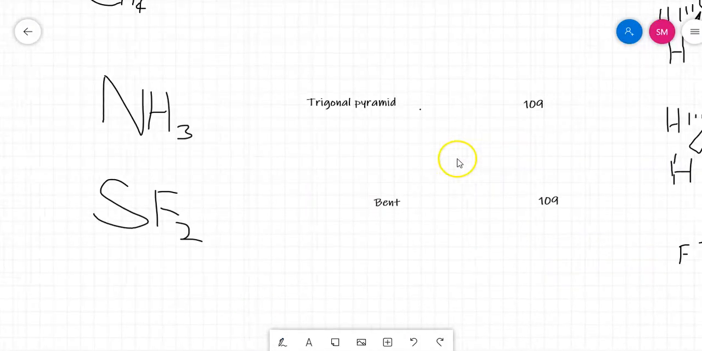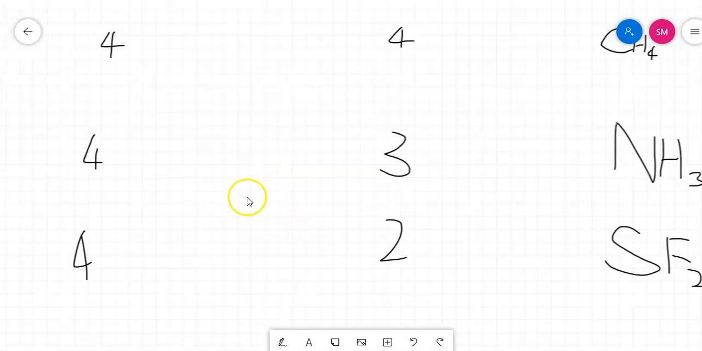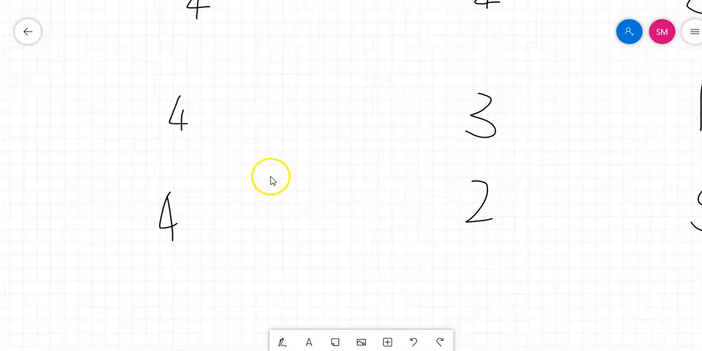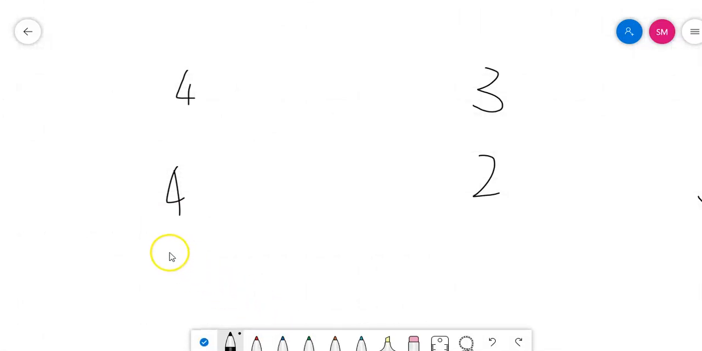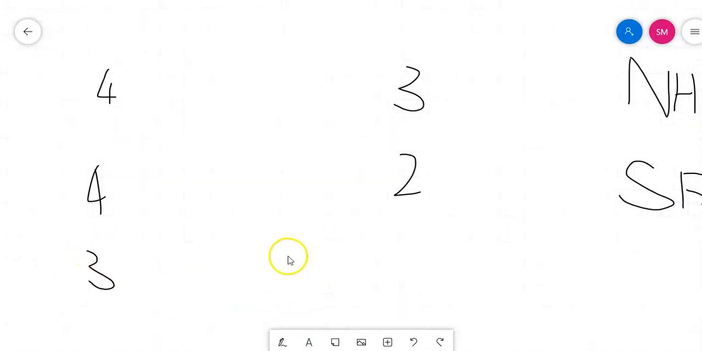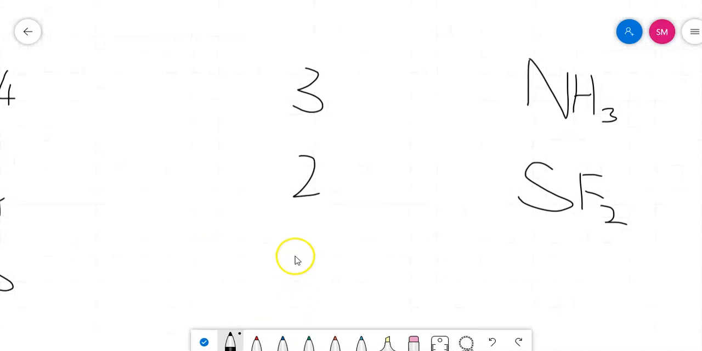We've done 3 examples so far, and they all include 4 regions of negative charge. We'll now move into some examples that have 3 regions of negative charge. So if we say we've got 3 regions of negative charge, and all 3 of those regions are bonding regions, an example of that will be one that we've already gone over, so beryllium trichloride.